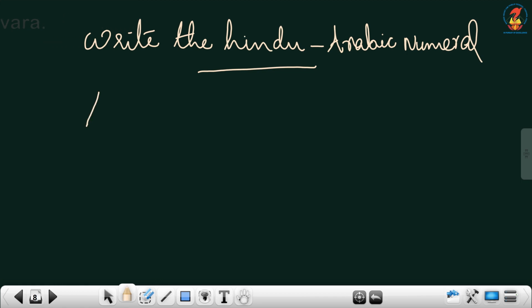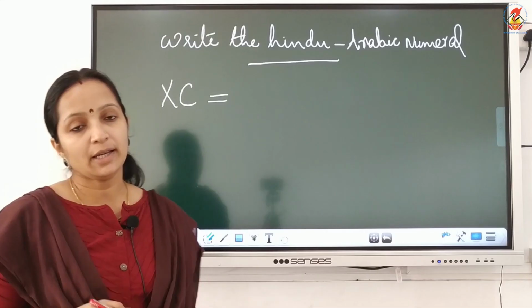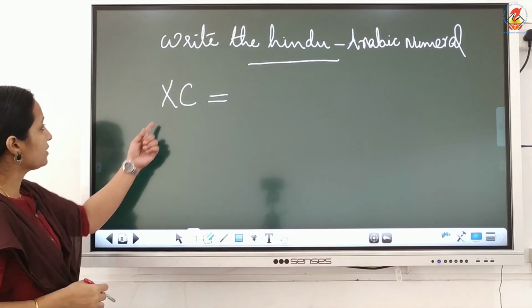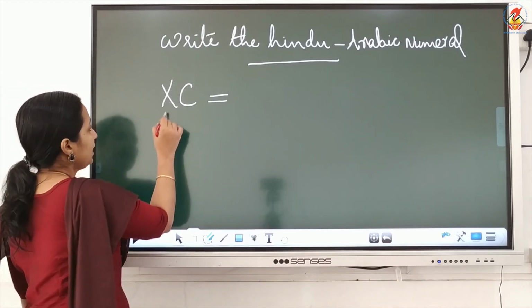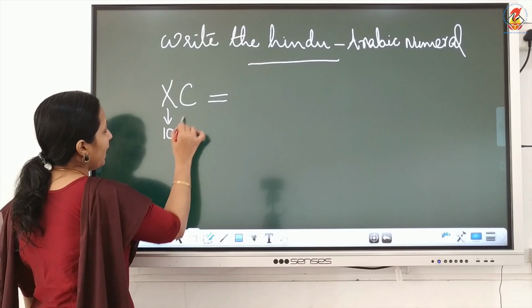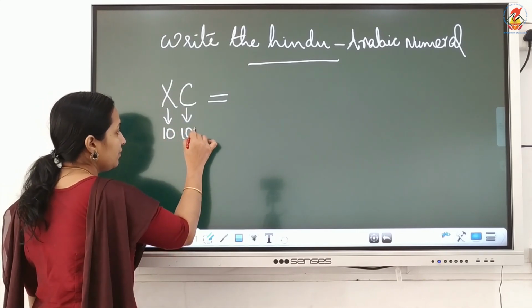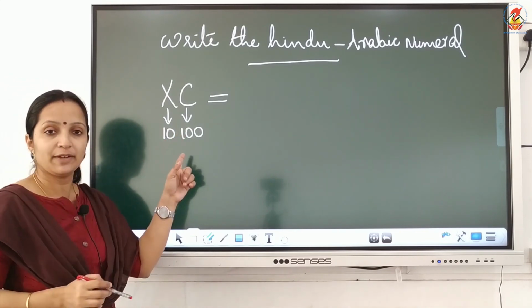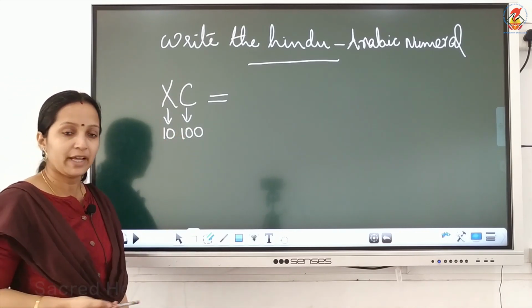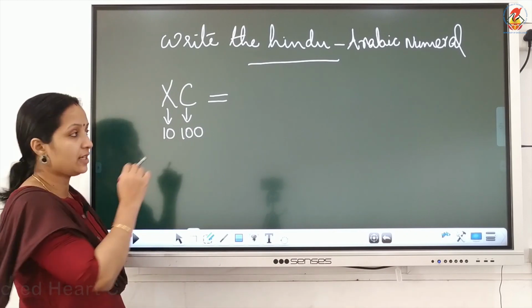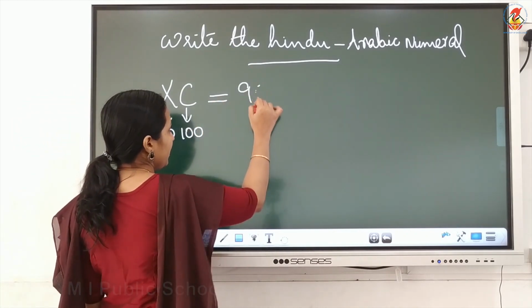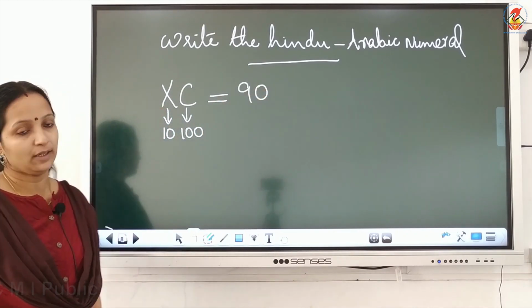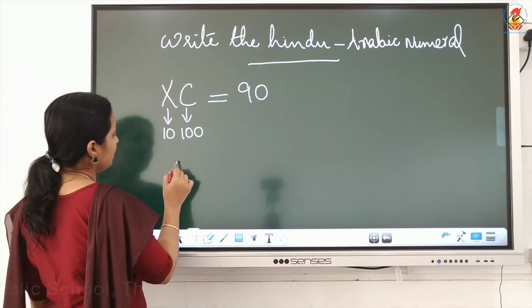Suppose XC. XC, Roman numeral is given there. We have to write the number. And we know that X is represented by 10. This is 10 and this is 100. And according to our third rule, if a smaller value is on the left side, you have to do what? Subtraction. So, 100 minus 10, what is the answer? 90.